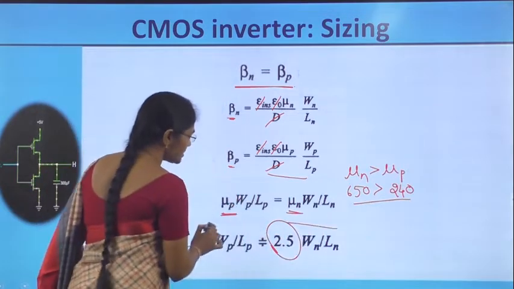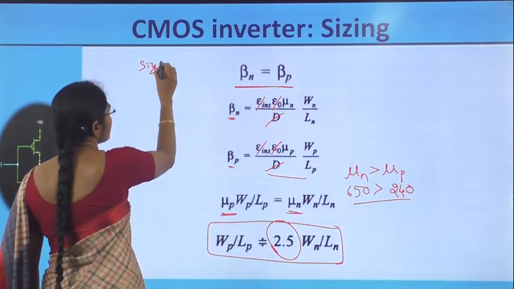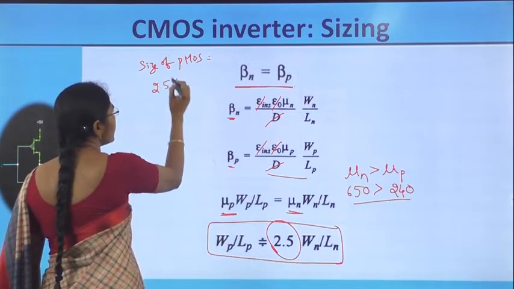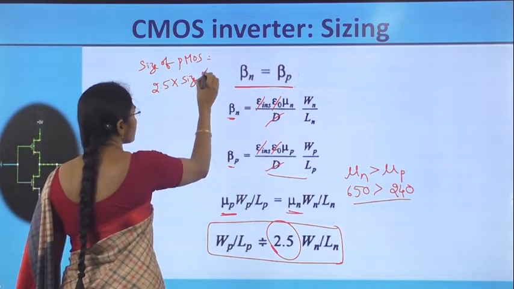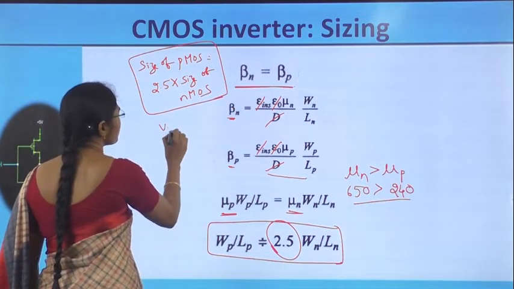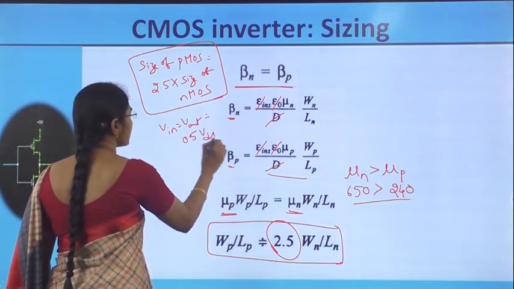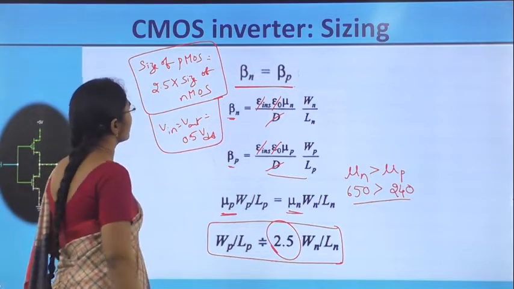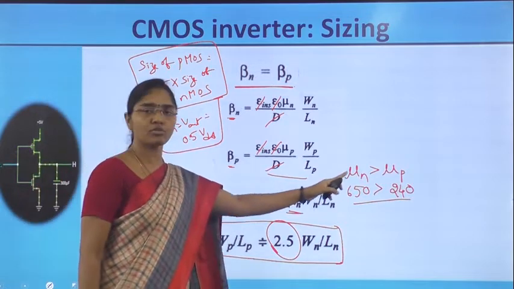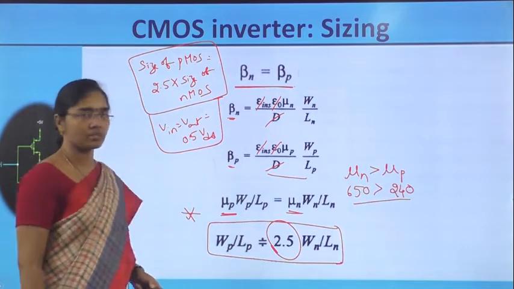So, the PMOS size should be a minimum of 2.5 times the size of the NMOS to get the symmetric characteristics, that is, Vin is equal to Vout is equal to 0.5 VDD. This is the conclusion from this. So the size required of the PMOS is equal to 2.5 times the size of the NMOS, as the mobilities of the two transistors are not equal. This is the conclusion from the sizing part.